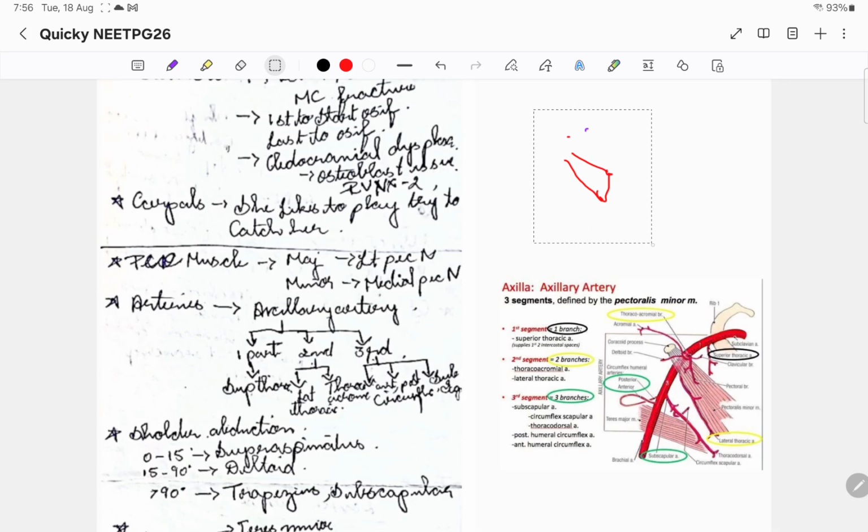Okay, so the nerve supply of these two muscles has been asked in previous year questions. For example, NEET PG 2024, they have asked this question: pectoralis major muscle and minor muscle. They asked you to identify the nerve that pierces the pectoralis minor and major muscle. They gave the dissection image and asked you to identify the nerve. So the pectoralis major muscle is supplied by lateral pectoral nerve, and the minor muscle is supplied by the medial pectoral nerve.